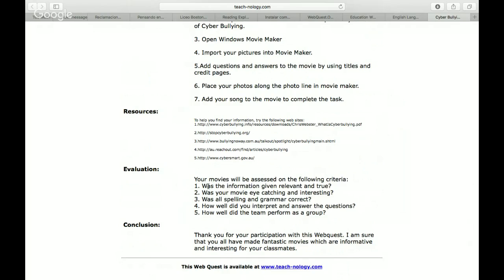And evaluations. So here is the part where you explain to students how they're going to be evaluated. Your movies will be assessed on the following criteria. Information given relevant and true, movie eye-catching and interesting, was all spelling and grammar correct, how well did you interpret and answer the questions, how well did the team perform as a group.